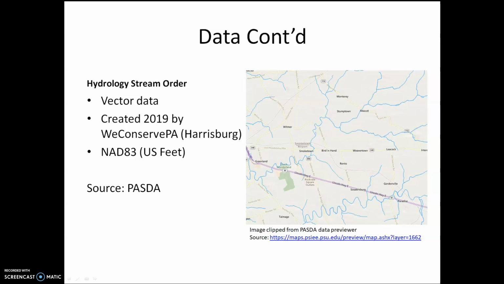Also sourced from PASDA is some hydrology data. These are vector data produced by WeConservePA out of Harrisburg. It's also in the NAD83 US feet coordinate system, and this data, when you download it, is all of Pennsylvania streams as shapefiles, as lines, and this will be quite useful in my process. But one added bonus to this is that these streams are housing some data on the stream order, which I've imported into the project.